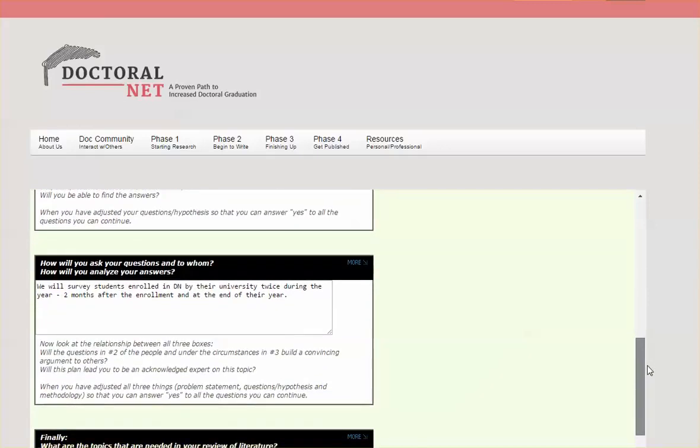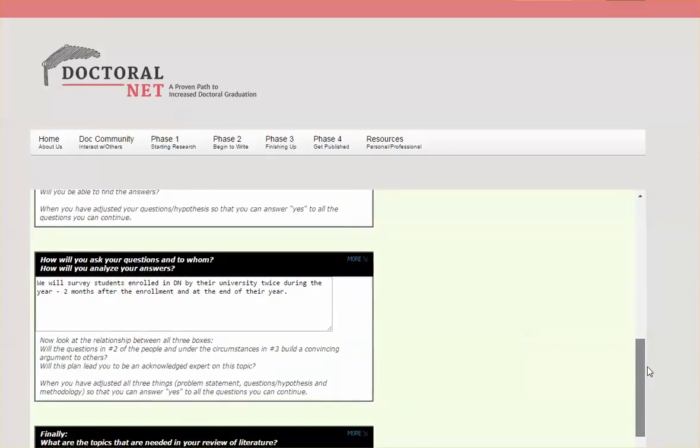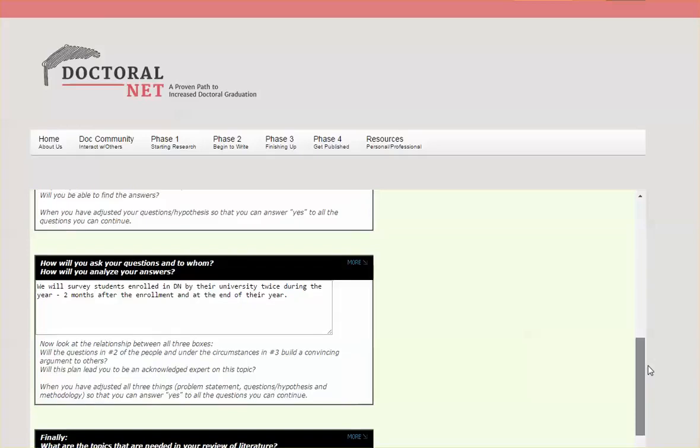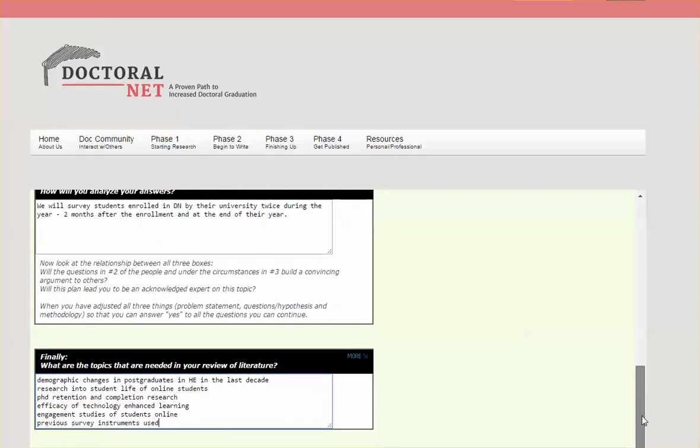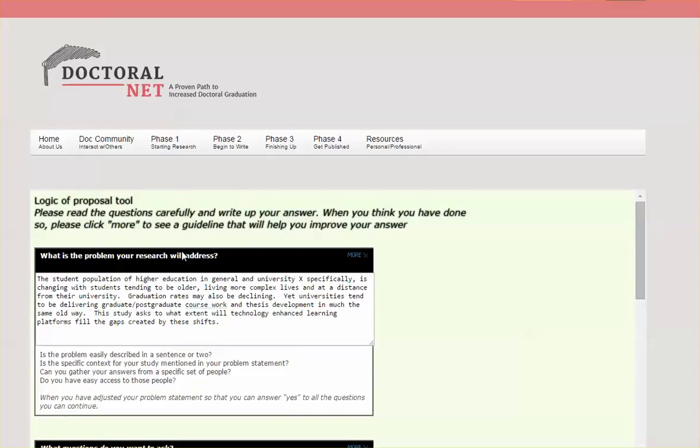And the third box takes me into how am I going to ask my questions? I'm going to ask university students who have a DoctoralNet subscription from their university, and then I'm going to ask them 2 times, 2 months after the enrollment and at the end of the year. So we can see if there's a difference in their understanding of the usefulness of the site in the 2 time periods. What topics would be needed? And this final box is the one that takes you through.